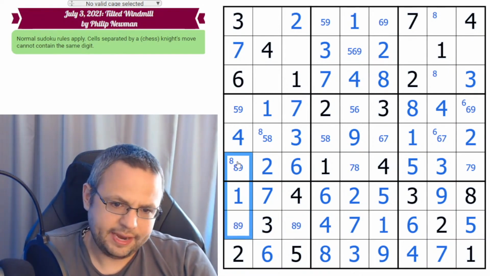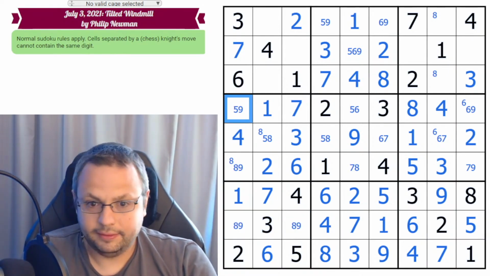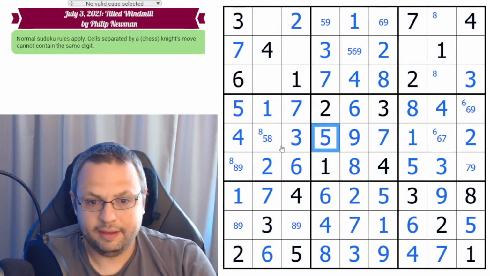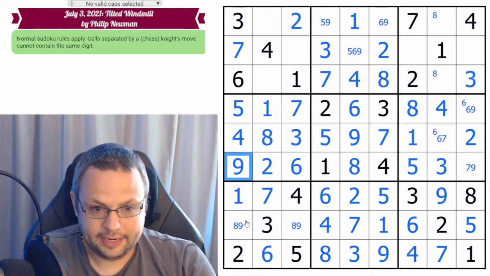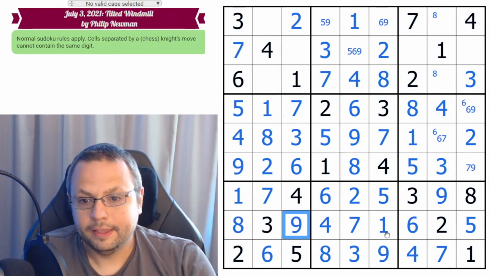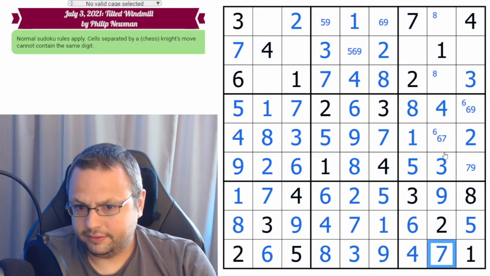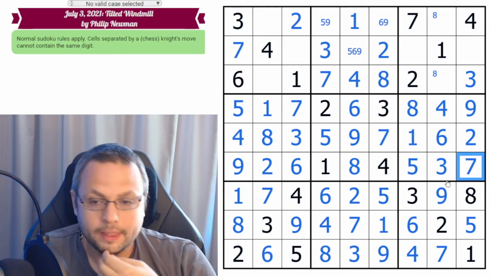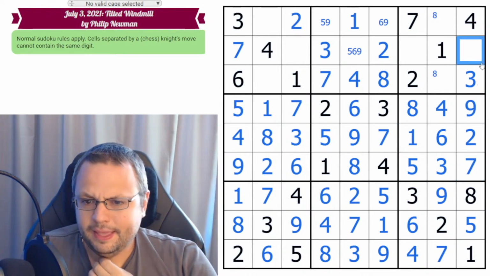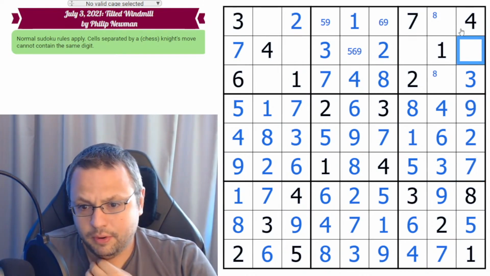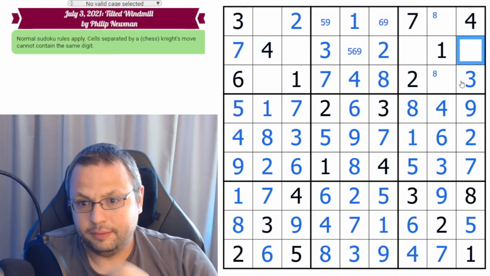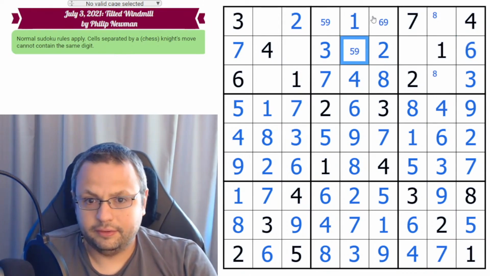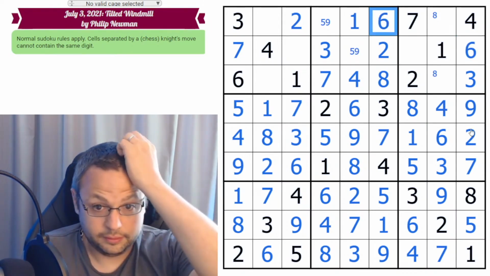This 8-9 and this 8-9 form a pair, making that a 5. Making that a 6 and a 7 and an 8 and a 5. And an 8 and a 9 and an 8 and a 9. This 7 looks up and makes that a 6 and a 9 and a 7. This cell, we've got 1, 2, 3, 4, 5. This is a 6. So that is not a 6. So this is a 6.